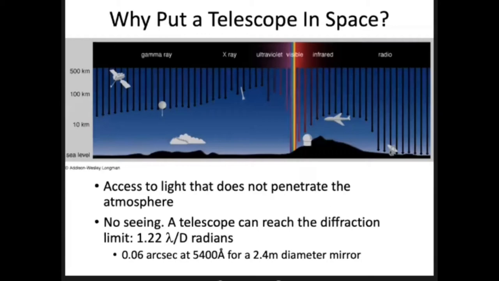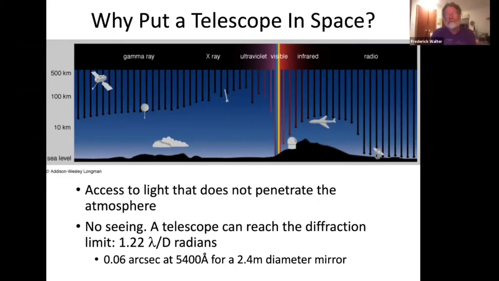Radio does. We're not talking about radio here. We're not talking about gamma rays or X-rays either. We're talking about the need to see ultraviolet light and infrared light. You can't do that well from the ground. There's light that gets through the atmosphere or doesn't get through the atmosphere we'd like to see. The other thing is that the atmosphere really mucks things up.